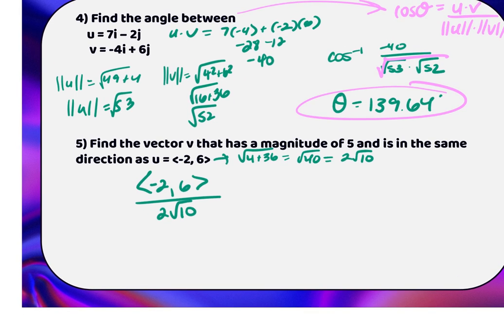Then number 5. Remember that there's two things when you're dealing with vectors in the same direction. You've got a unit vector in the same direction, or you've got a vector with a given magnitude in the same direction. They start the same way. You want to find a unit vector in the same direction, which means you put the component form, negative 2, 6, over its magnitude, which is the square root of 2 squared plus 6 squared, which is the square root of 40. And that simplifies to 2 root 10.